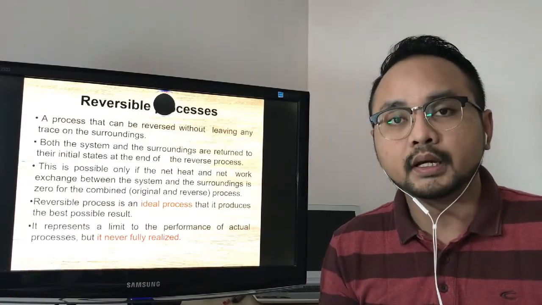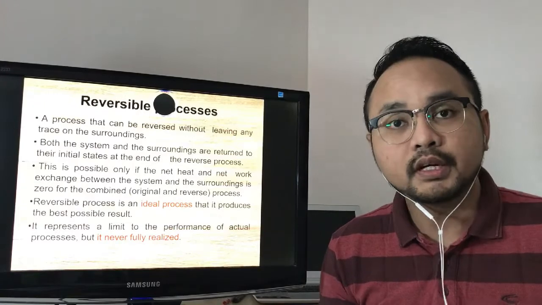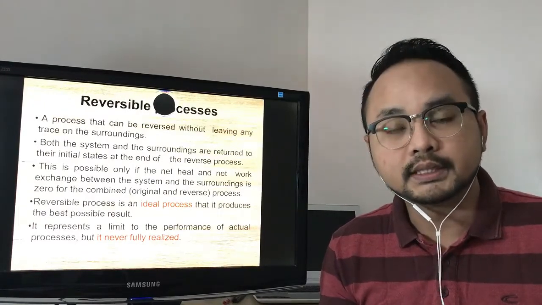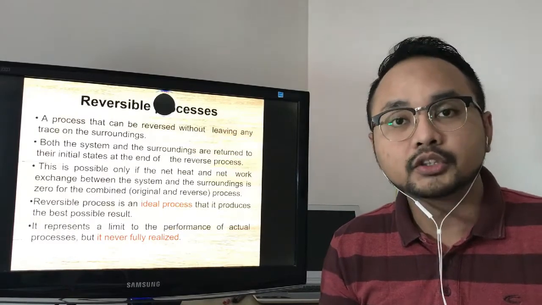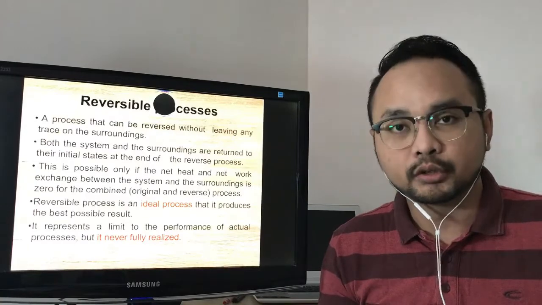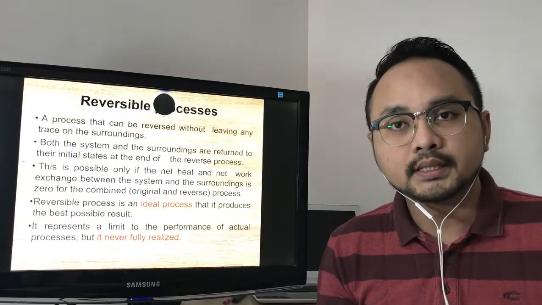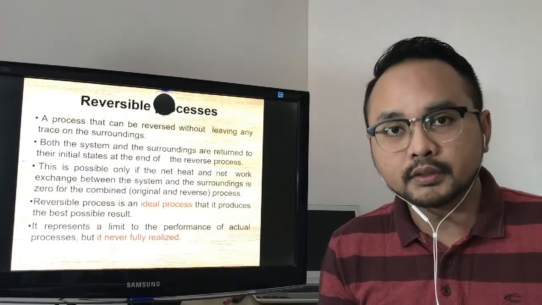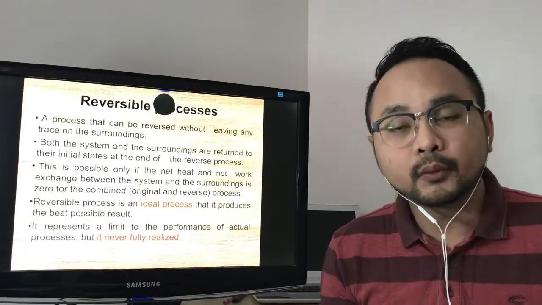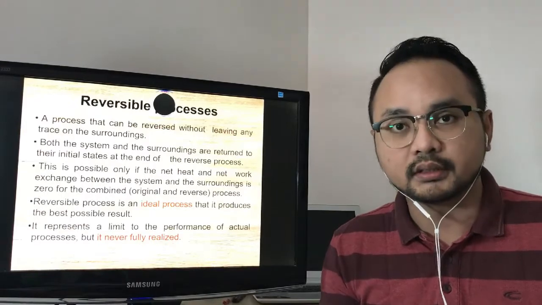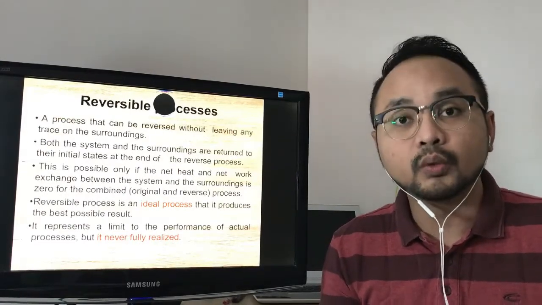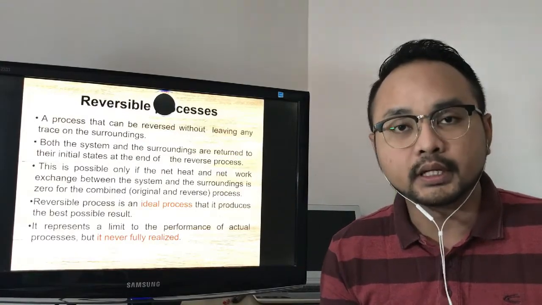From this example, it brings us to the definition of a reversible process, which is a process that can be reversed without leaving any trace on the surroundings. Then we call it a reversible process. So, when a system is undergoing a reversible process, both the system and the surroundings will return to their initial state. This is possible if the net change of the heat and also work between system and surroundings is zero.